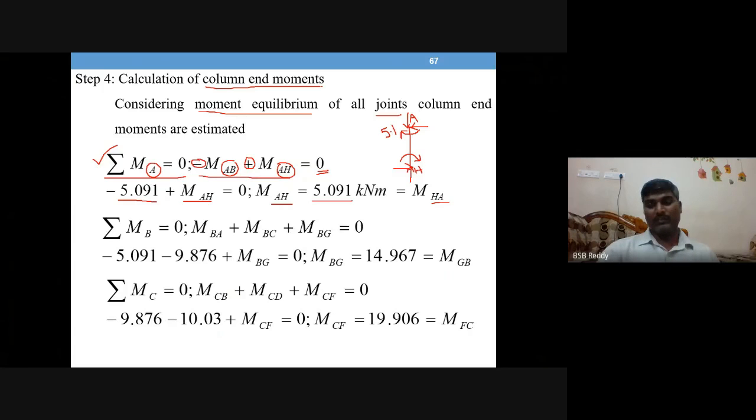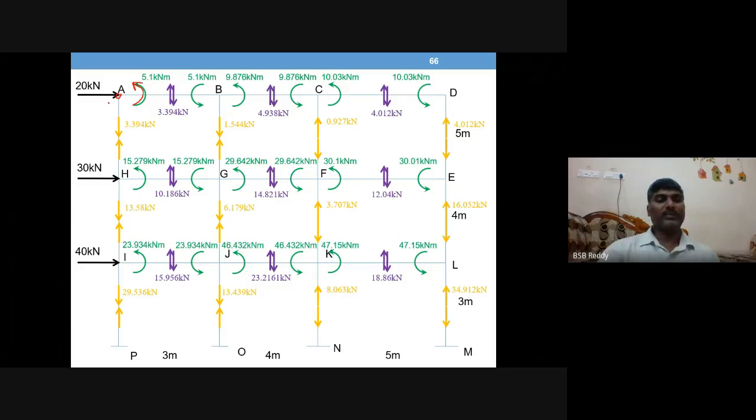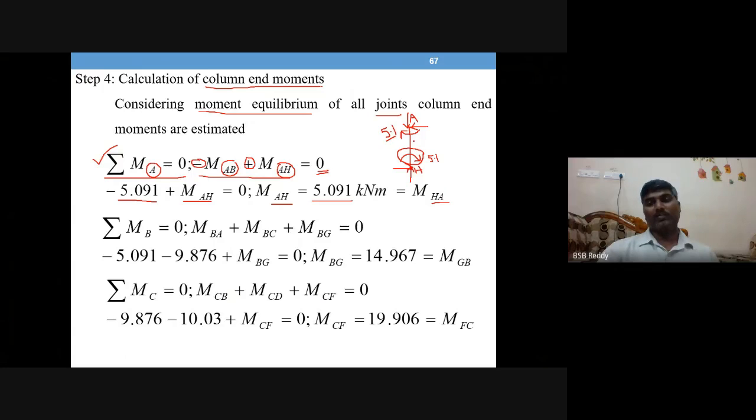Now if you apply sigma MH equal to 0 for this free body diagram, that will show you that the end moment is equal to 5.1. This is what we are working out here. You have a joint A with only two members, that's why you have taken only two moments for joint equilibrium. That is how I have calculated the MAH value. Similarly, MHA is also calculated with the free body diagram of AH.